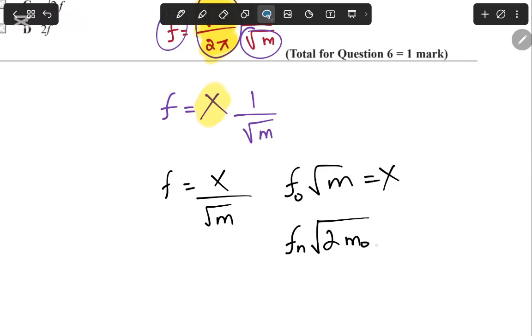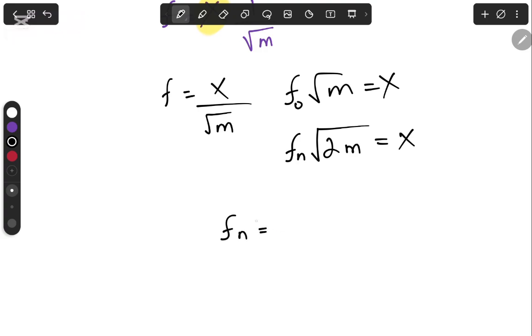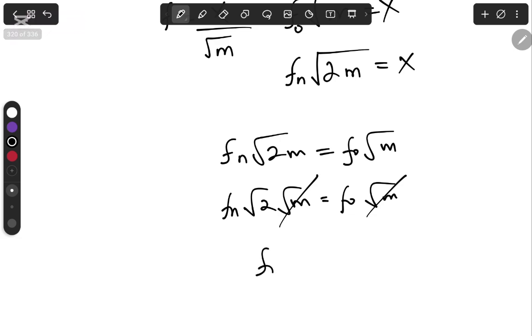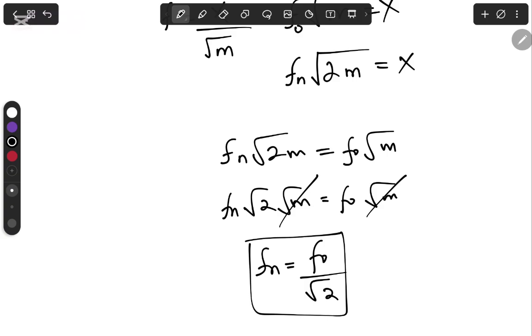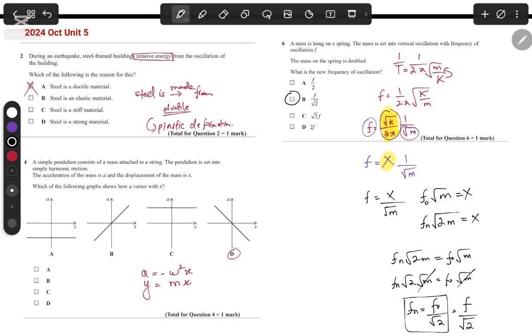Let me just erase the old one. Initially it's m, and then it's 2m, and then we have the old frequency and the new frequency when the mass doubles. I hope that's clear, and both of them will equal x. Now I can say f new square root 2m equals f old square root m. Then I can cancel out the square root m, and the new frequency equals the old frequency divided by square root 2. The old frequency is f, so your answer should be f divided by square root 2, which is B.